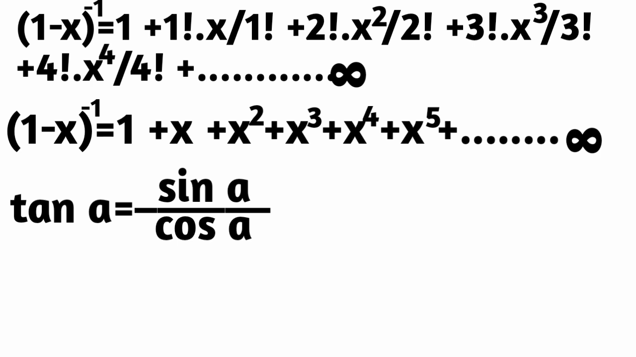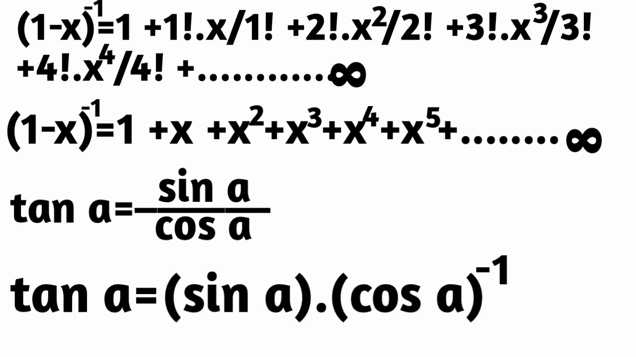Now we also know that tan alpha is equal to sin alpha divided by cos alpha. This expression which we see here and the above expression (1 minus x) whole to the power minus 1 are both very unique because these are the key facts in proving the tan alpha series. Tan alpha is equal to sin alpha divided by cos alpha, which can also be written as sin alpha into the inverse of cos alpha, that means (cos alpha) whole to the power minus 1.